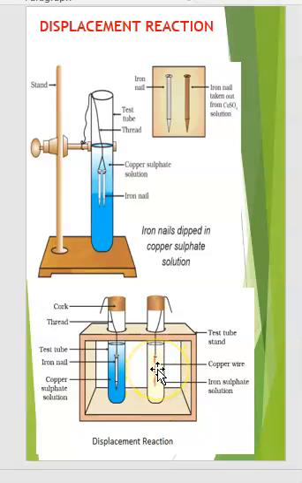It has not lost its color because iron being more reactive, it will remain bound to the sulfate ion and copper will not be able to displace iron. So this is amazing chemistry. This is a displacement reaction. Here only one ion is getting displaced, so it is known as single displacement reaction.